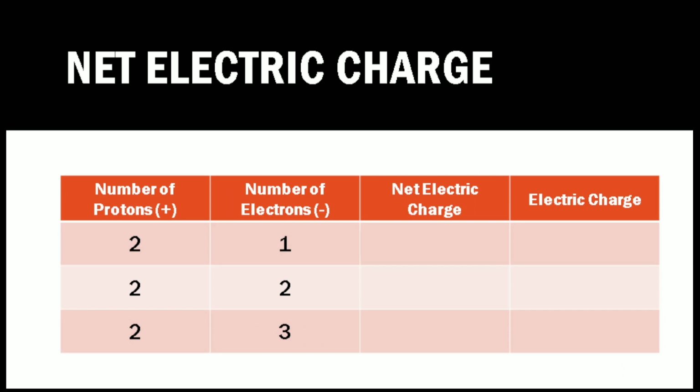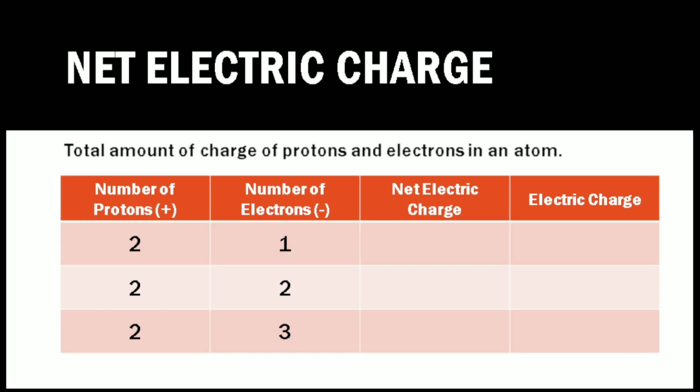Now let's have the net electric charge. Net electric charge is the total amount of charged protons and electrons in an atom. Let's have an example here. From the first example, we have 2 protons and 1 electron. So for the net electric charge, we can have plus 2 because we have 2 protons, and remember that protons carry positive charge. Plus negative 1, which is the number of electron, and it carries negative charge.